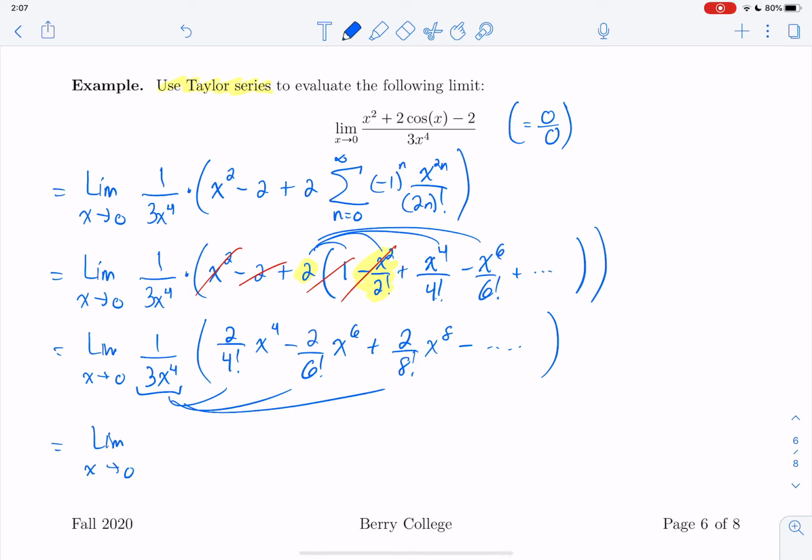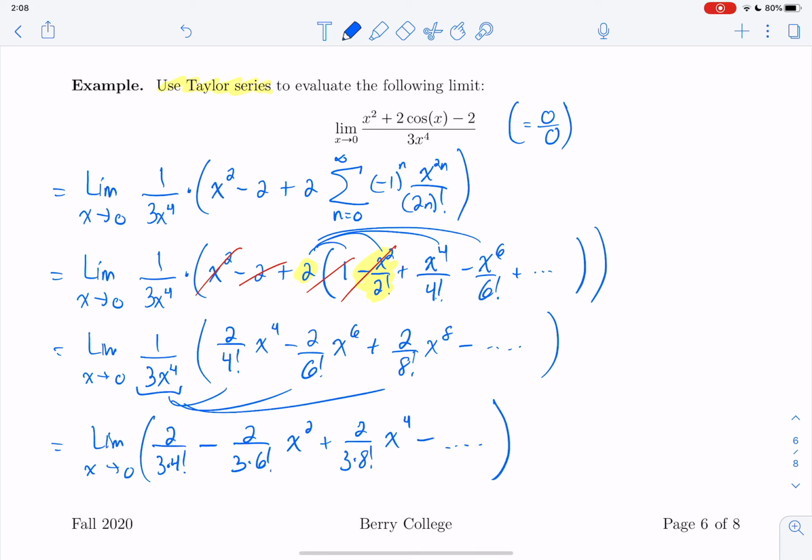I'm left with now the limit as x goes to 0 of what? I'm going to get 2 over 3 times 4 factorial. Notice that the x to the 4th here and the x to the 4th here will cancel. Whereas otherwise I'd get x to the 6th over x to the 4th, which will leave a surviving x squared. This will be minus 2 over 3 times 6 factorial x squared plus 2 over 3 times 8 factorial x to the 4th, etc.